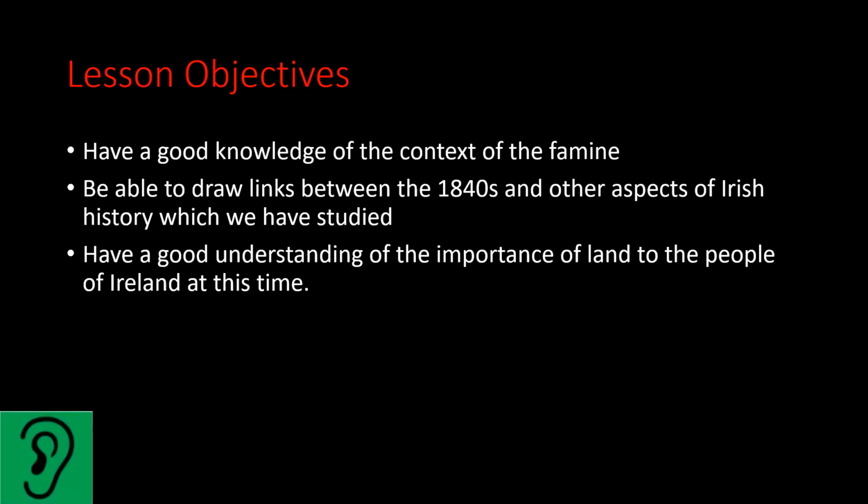Okay. So today the objective is what we're doing, and now you're going to see that icon of the ear, so we're listening at the moment. What we need to do is we're going to have a good knowledge of the context of the famine. So what was the world like when we come to the time of the famine? I want you to be able to draw links between the 1840s and other aspects of Irish history which we have studied. So things like 1798, the Act of Union, the life of Daniel O'Connell, all of that we can connect to the famine, and all of that is going on in the decades preceding the famine, so we want to be able to connect all these different topics that we're studying. And then finally, I want you to have a good understanding of the importance of land to the people of Ireland at this time.